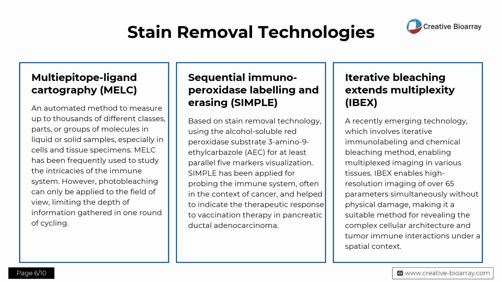Stain removal technologies. One of the most commonly used approaches of multiplexing IHC is stain removal. Stain removal technologies, sometimes called dye-cycling, refer to a class of protocols that rely on a cycle of antibody staining, image capture, removal of stain, and restaining to greatly increase the number of markers that can be tested in a single experiment. Here are different examples of stain removal technologies.